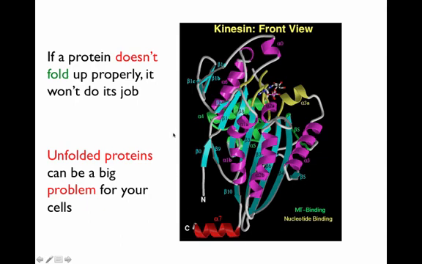So if the kinesin protein molecule doesn't fold up in this way, it won't be able to carry molecules around in the cell. If hemoglobin doesn't fold up in a certain way, then it won't be able to carry oxygen around to different tissues in your body.